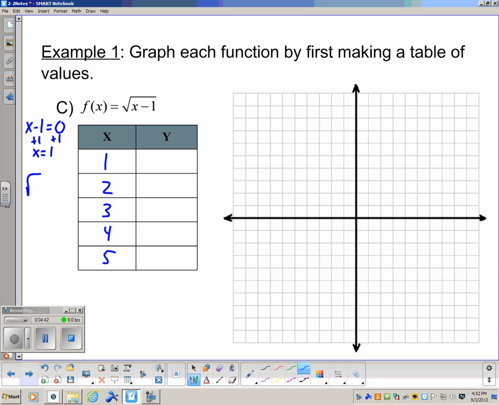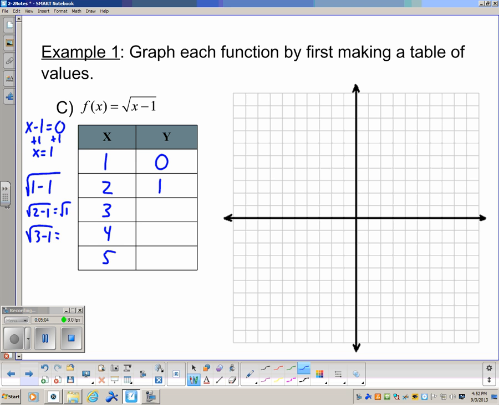And again, you can do this right on your calculator. Just do 1 minus 1 first and then take the square root of that. So you get 0. Square root of 0 is 0. Just don't forget to take the square root. And then the square root of 2 minus 1. So you get the square root of 1, which gives me 1.